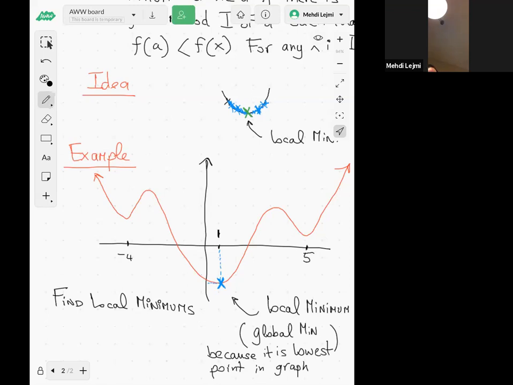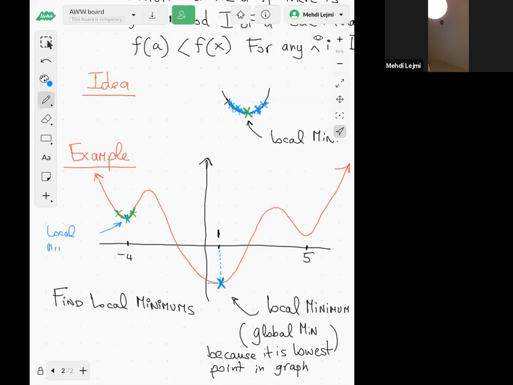Yes. If you take this point here, as you can see, it would be the lowest one, not in the whole graph, but if you take a neighborhood of the point, like this green neighborhood here, then the blue one would be the lowest one in the green neighborhood. That's what I call a local minimum. So this one here would be a local minimum.